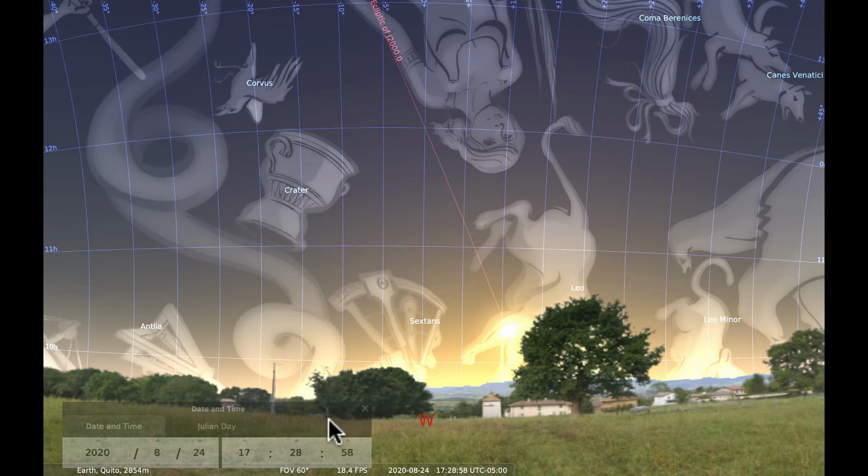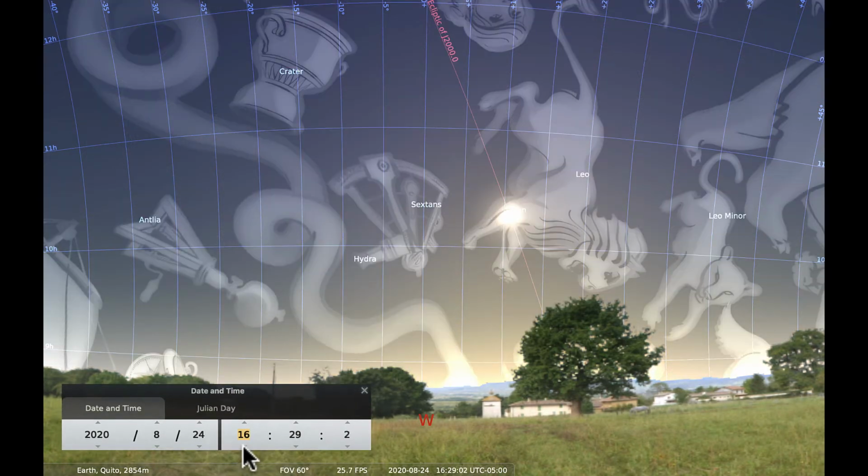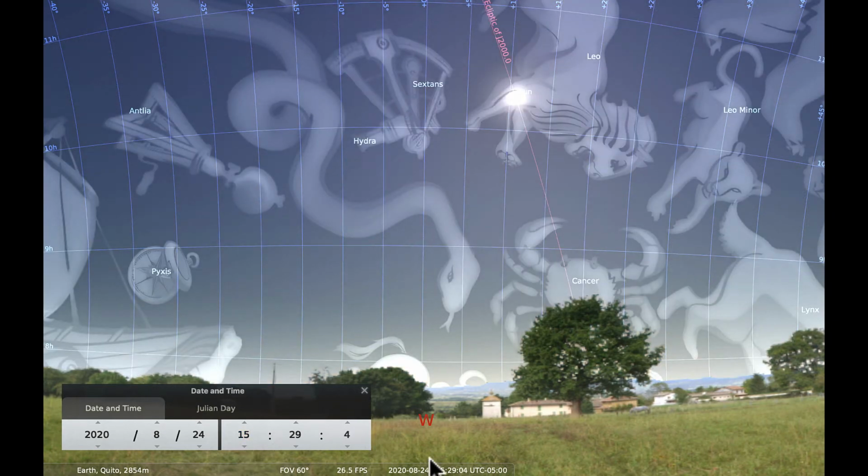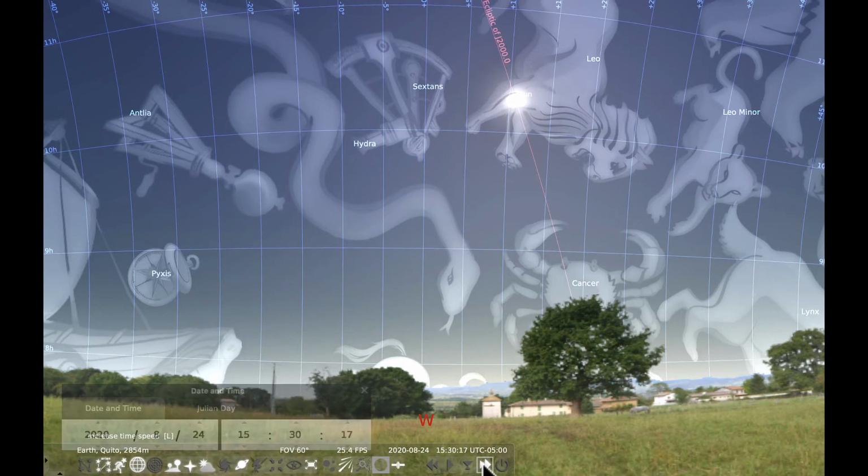Now notice, I'm going to go back in time a little bit here. Let's go back to like 3:30. And notice now that these declination lines are coming straight in to the horizon. As we go forward in time, I'm going to let time move forward at a little bit accelerated rate.